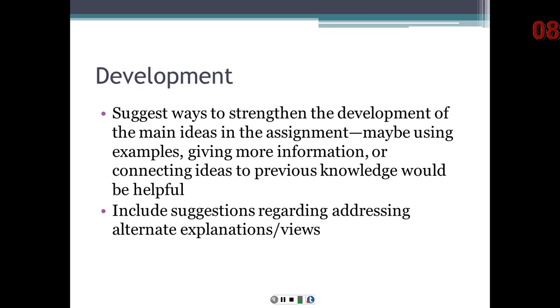And also you could include suggestions regarding addressing alternate explanations or views. A lot of times writers aren't good at anticipating potential problems with their logic or seeing alternate ways to do something. So you might want to say, well, I think a lot of readers will have questions about this, or will have this opposing view. And when that happens, it's most important that you address those views ahead of time.